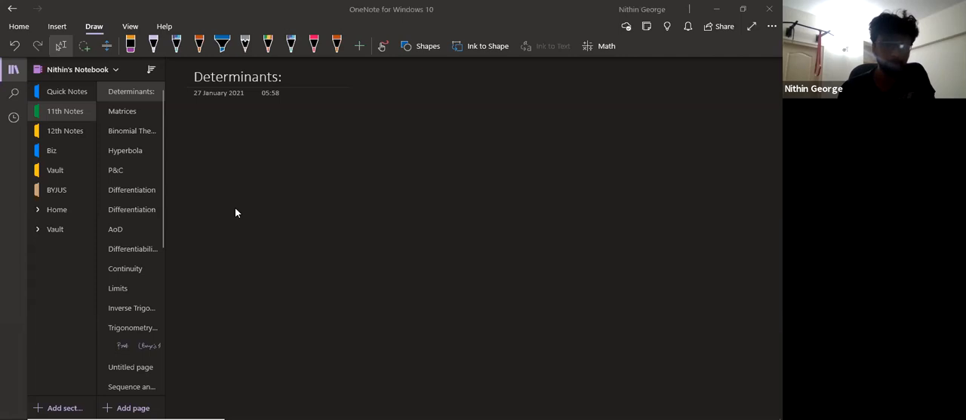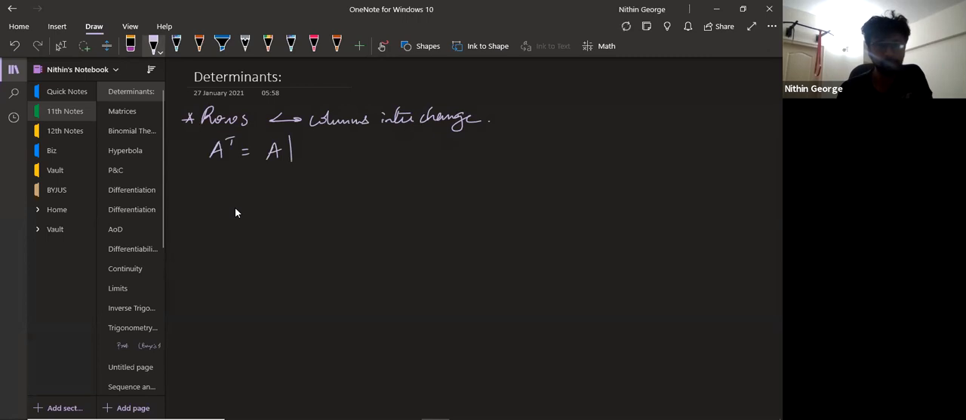All right. So we'll start with the properties of determinants. If rows and columns are interchanged, what happens? The determinant remains unchanged. Basically, determinant of A transpose is equal to determinant of A.